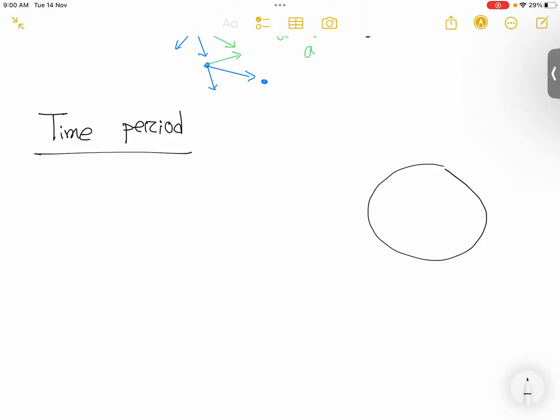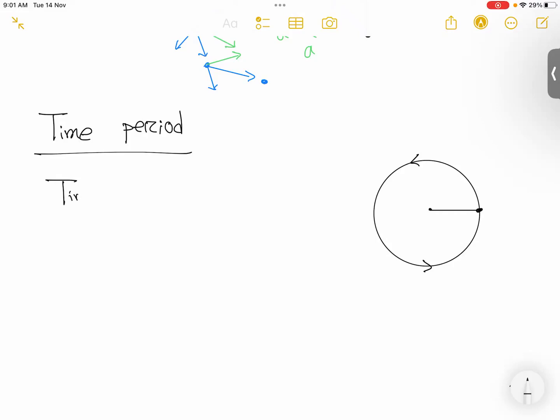So if you have a particle moving in a circle, and if it starts from here and then moves the whole circle, again reaches the same point, মানে হচ্ছে একটা পয়েন্ট যদি একটা whole circle complete করে আসে, the time needed for this is called the time period. Time period is defined as T.